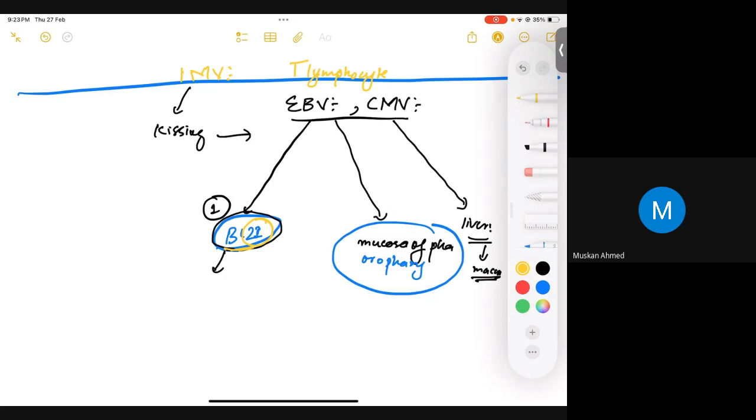Is that clear? I'm just pointing out an important concept, right? A lot of students get confused in this. Let me just repeat it again. The host for this virus is going to be your B cells, but the body would respond in such a way that it would initiate a T cell response, a cytotoxic T cell response. Is that clear?